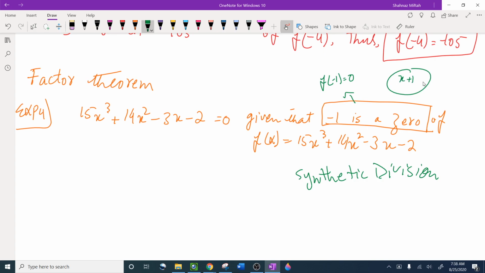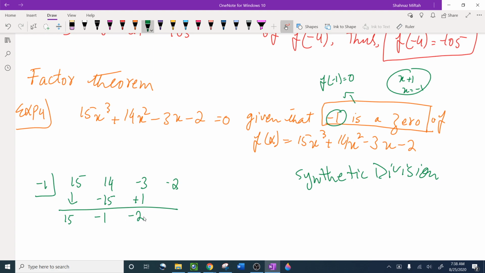Okay, and if you guys remember synthetic division, we use this x plus 1 as x equals -1, which is right here. So I'm dividing by -1, and I'll take all the coefficients, 15, 14, -3, minus 2. Draw a line, 15 goes down, we multiply. 15 times -1 is -15, which is going to give me -1. This is going to turn +1. -1 times -1 is +1, and I got -2. -1 times -2 is +2, and we got 0. Good.